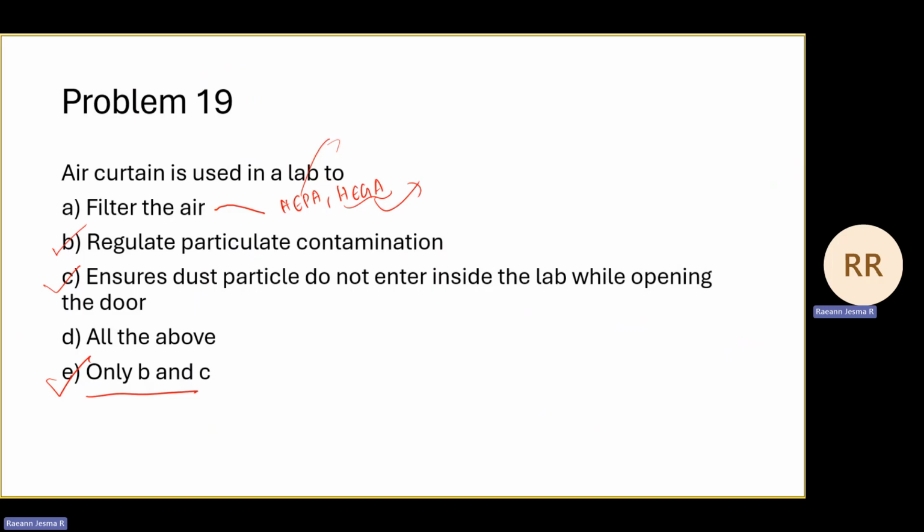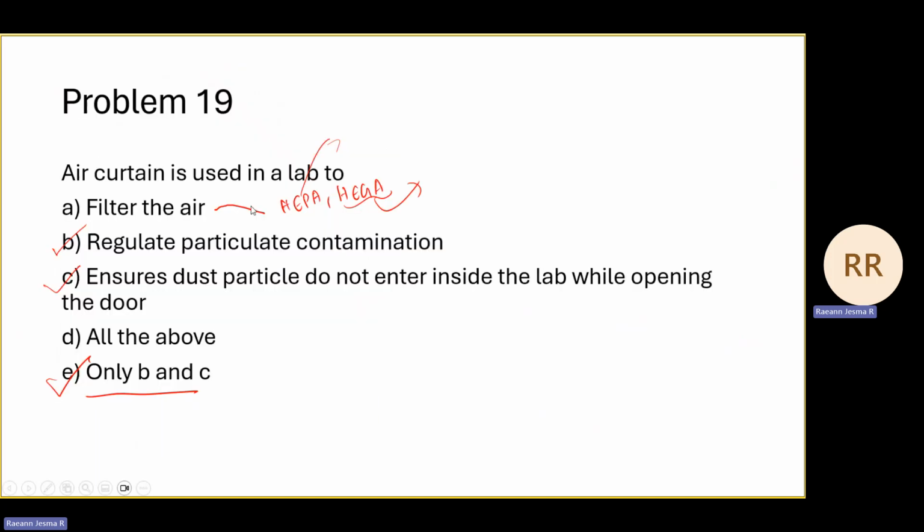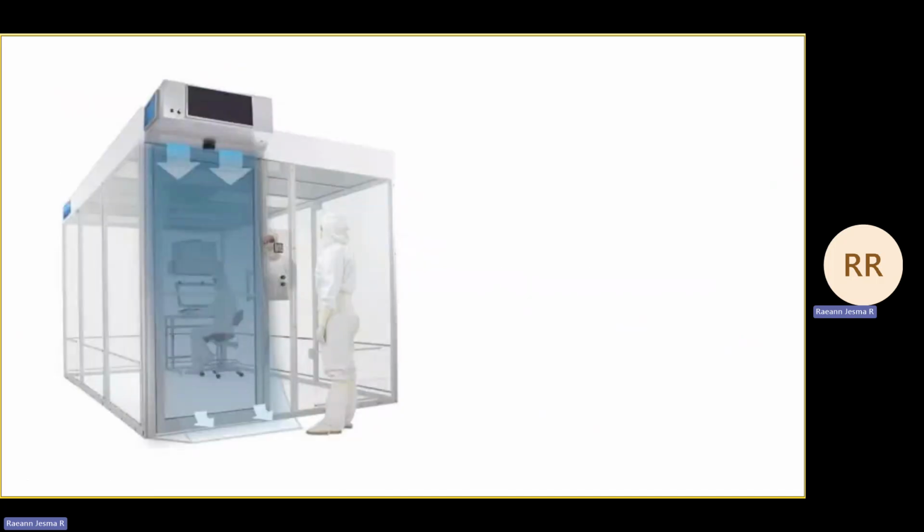So this is how air curtain will look like. So here we are having an equipment where we are having air in this kind of flow manner. So this will ensure that there are no particles that are entering inside. So it will regulate how much contamination is coming from outside. And also it will ensure that the dust particle do not enter inside the lab. It does not do any filtering process. It just ensures that there is a flow of air like this, so that the airflow will act like a curtain. So from the name you can see that it is an air curtain.